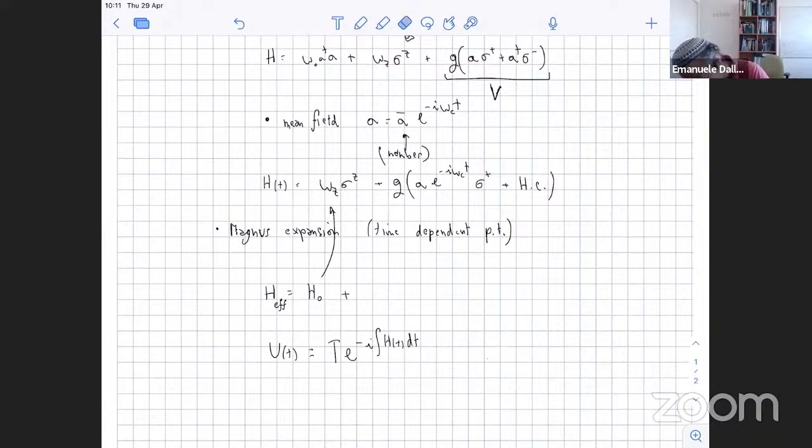According to the Magnus expansion, it is approximately given by... actually, it is exactly given by e to the minus i H effective t. So we are trying to transform this time-dependent Hamiltonian into a time-independent one. And then we expand H effective in orders of the perturbation. Okay, so this is the idea, to have an effective Hamiltonian which is time-independent and takes into account the time-dependent terms. It is very similar to time-dependent perturbation theory.